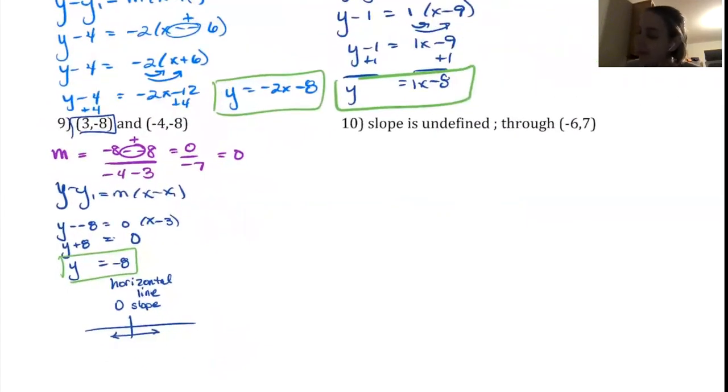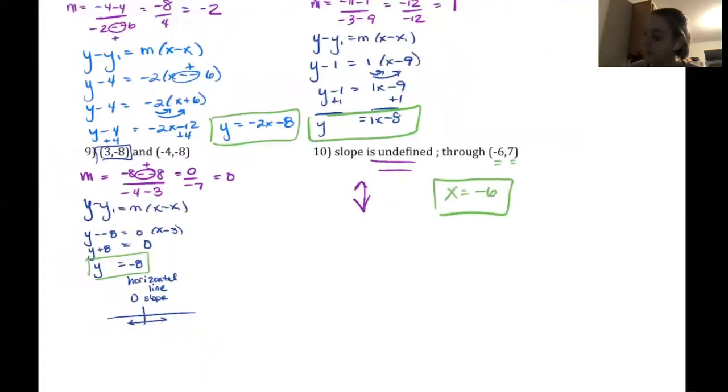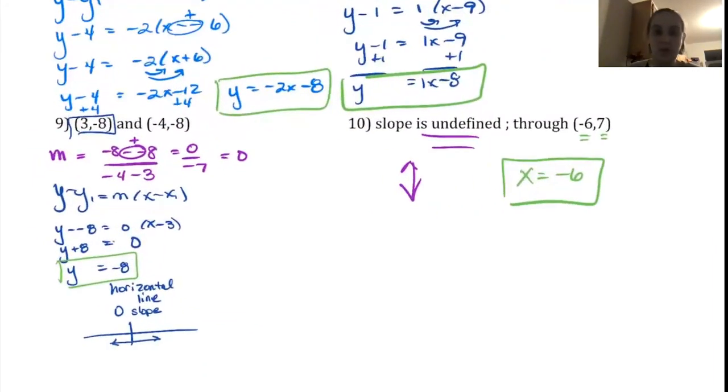Slope is undefined. That means it's a vertical line that goes up and down. And if it's a vertical line, it's an x equals equation. So which number is the x? Is it the -6 or the 7? It's the -6. And that's the answer to number 10. All right, take your screenshot.